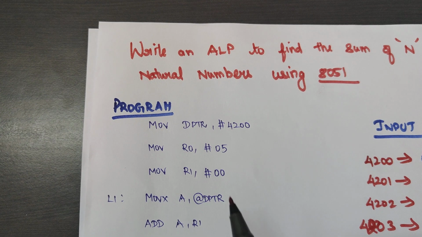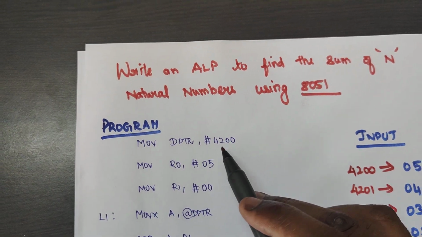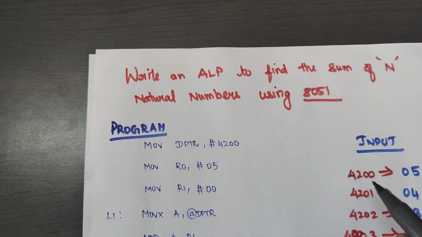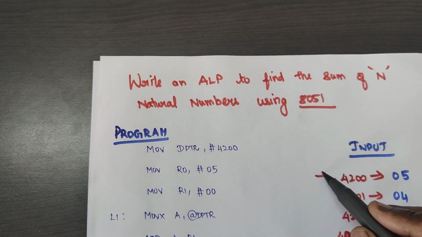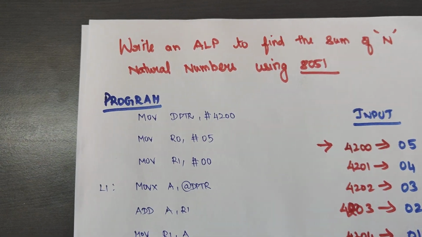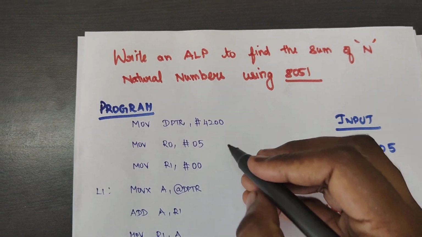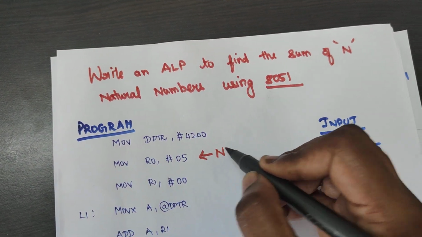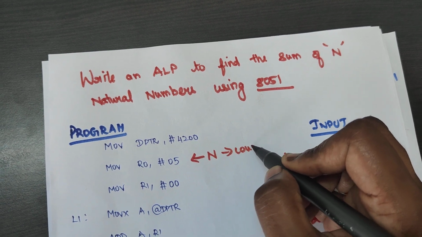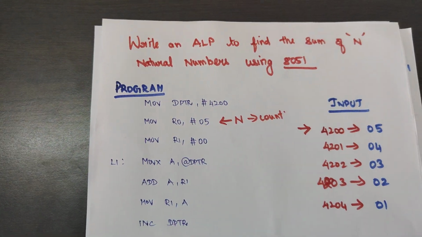First, your data pointer should be addressed by 4200. So the data pointer will be pointing to the address 4200. I am going to have n numbers, so let n be 5. I am going to load 5 data values, so my count will be 5.